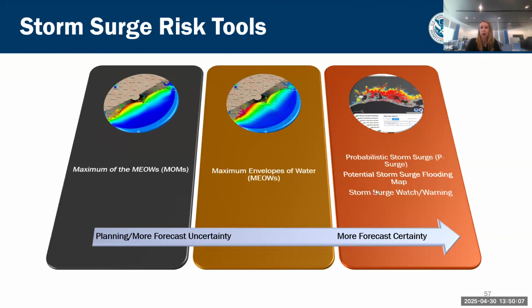And so I'm going to discuss all of these products today. This is the probabilistic storm surge, or what we call our P-surge model. We have the potential storm surge flooding map, which comes out of P-surge. We have our storm surge watch warning, which I know was discussed yesterday, as well as the peak storm surge forecast graphic, which was also discussed yesterday. So we kind of have to go through this phase of understanding and planning, and then we have some additional tools that you can use in real time.